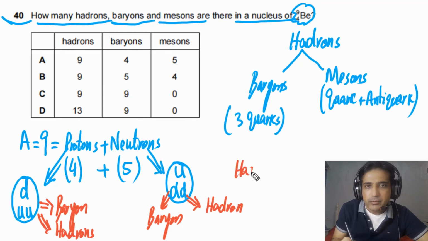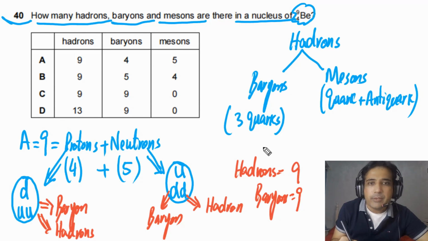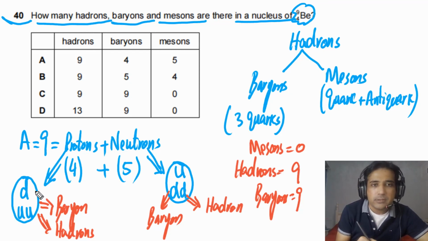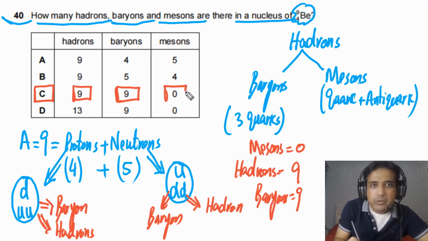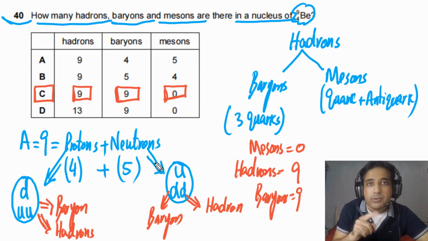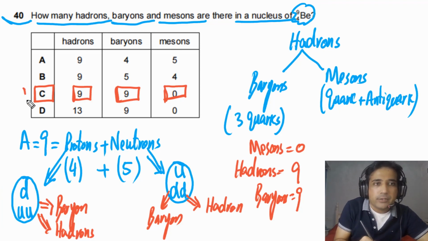We can simply write down: we have hadrons 9 and baryons also 9, but the number of mesons is equal to 0. No meson, because they do not consist of a quark and an antiquark. So the answer for this question has to be C. We have 9 hadrons, 9 baryons, but no meson because they consist of 3 quarks, not 2 quarks. So the answer for this question is C.